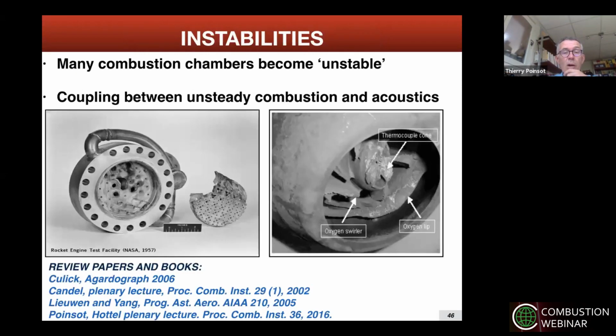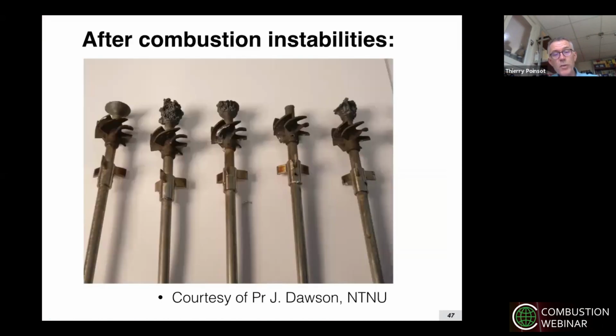Instabilities are another problem. We know that many combustion chambers have this bad idea of becoming unstable because they get coupled with the acoustics of the chamber. There is quite a bit of recent work and also old work on that. I've listed a few of them here on the screen. Just a recent example, that's a last year experiment by James Dawson at NTNU. This is a swirler which should look like this actually, and this is what he found after some combustion instabilities.